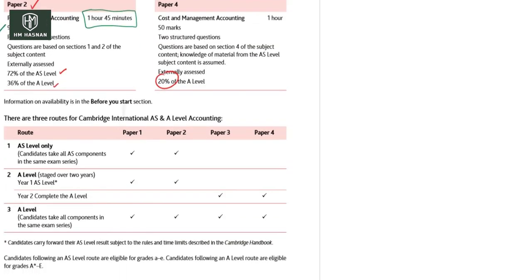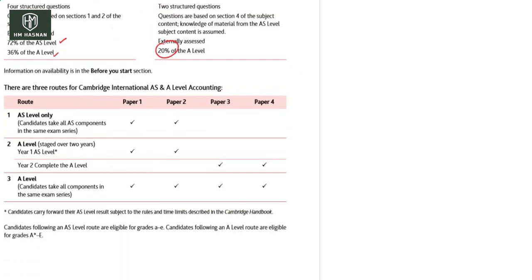Montazi, are you an AS level student or an A level student? No sir, I'm AS level. Okay. You can see the route. AS level only. Candidates take all AS components in the same exam series. That is paper 1 and paper 2 only in AS level. Okay. Because you both are AS level students, we will focus on these 2 papers, paper 1 and paper 2.